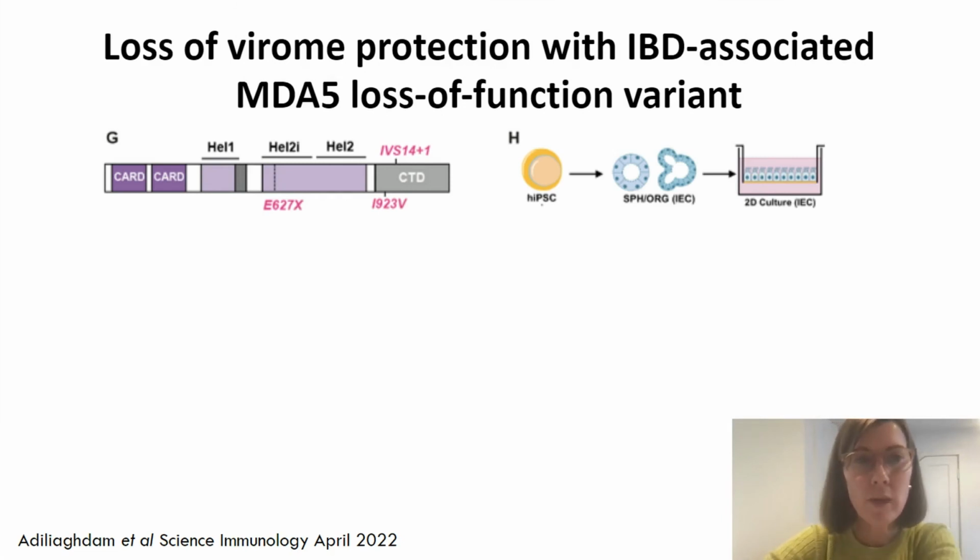And so with John Ryu up at Montreal, we then took a step further where we isolated iPSCs from patients that were carrying these MDA5 loss of function mutations. John's group has a beautiful system where they can take those iPSCs and convert them to essentially spheroids or organoids, and then we can create either these organoid cultures or these 2D cultures. We did this with intestinal epithelial cells because MDA5 is predominantly expressed in the intestinal epithelium.